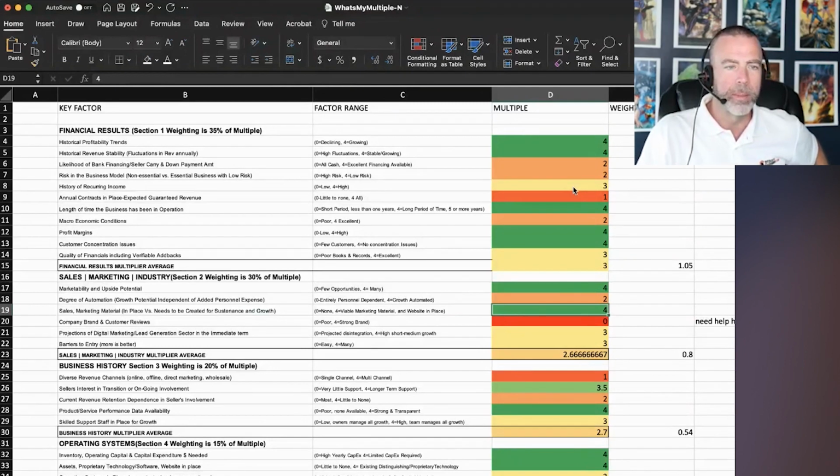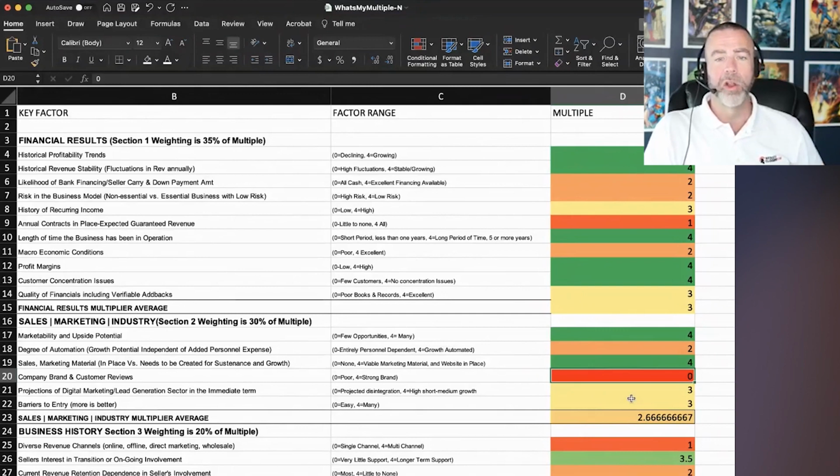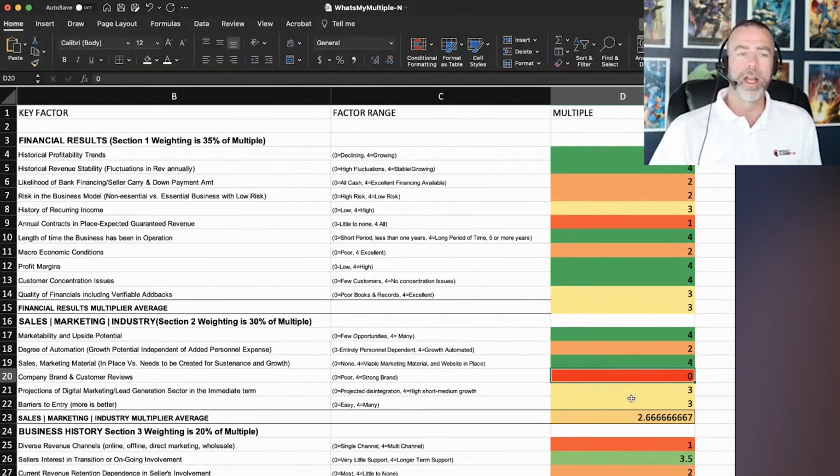The sales and marketing material in place, they've got all that. They've got great marketing material. They've got great websites. They're doing really good in there. Zoom in just a little bit more. Our next one is the company branding. They don't have really any branding. The company's like a stealth bomber. There's hardly any information about it.